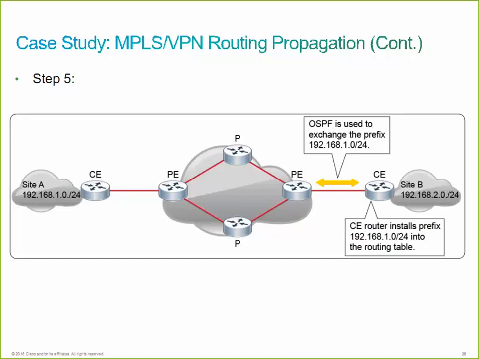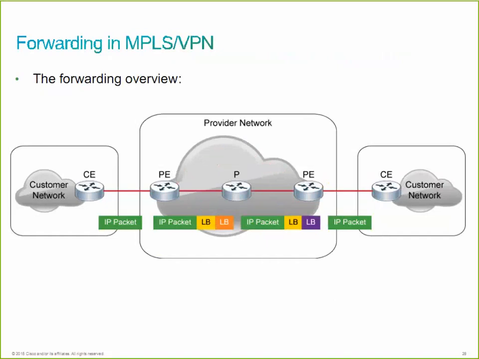This exact same process is repeated in the reverse direction. We want the 2.0 prefix to show up in the site A router, right? So both prefixes are going to show up in the routing tables from site A to site B, and we're going to have full connectivity. Obviously, the point here is now we have full connectivity between the sites, and we can route back and forth.